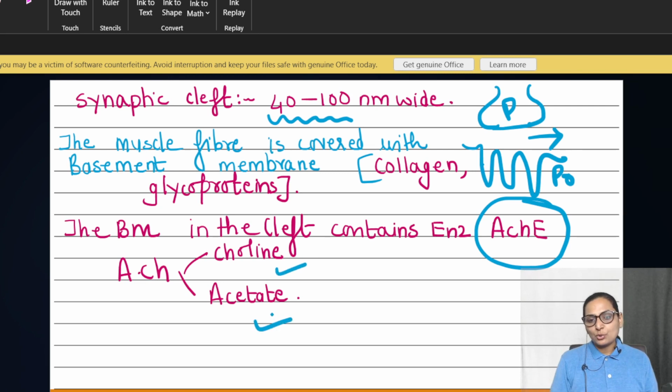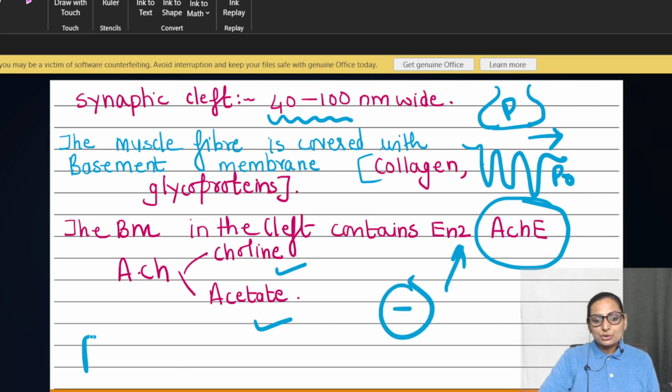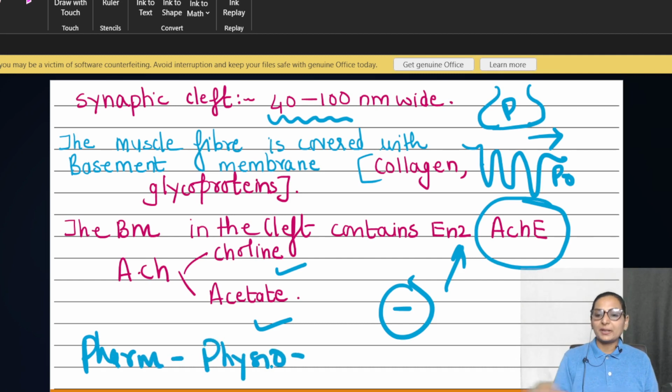So once the function of acetylcholine is completed, it has to be removed immediately, which is done by the enzyme acetylcholine esterase. This means if you want to prolong the action of acetylcholine, or increase the duration for which acetylcholine is available, you need to give drugs which will inhibit this enzyme. So this becomes the pharmaco-physiology integration of the topic, right? If you want to prolong the action of acetylcholine, give those drugs which increase the duration of availability of acetylcholine by preventing its destruction.